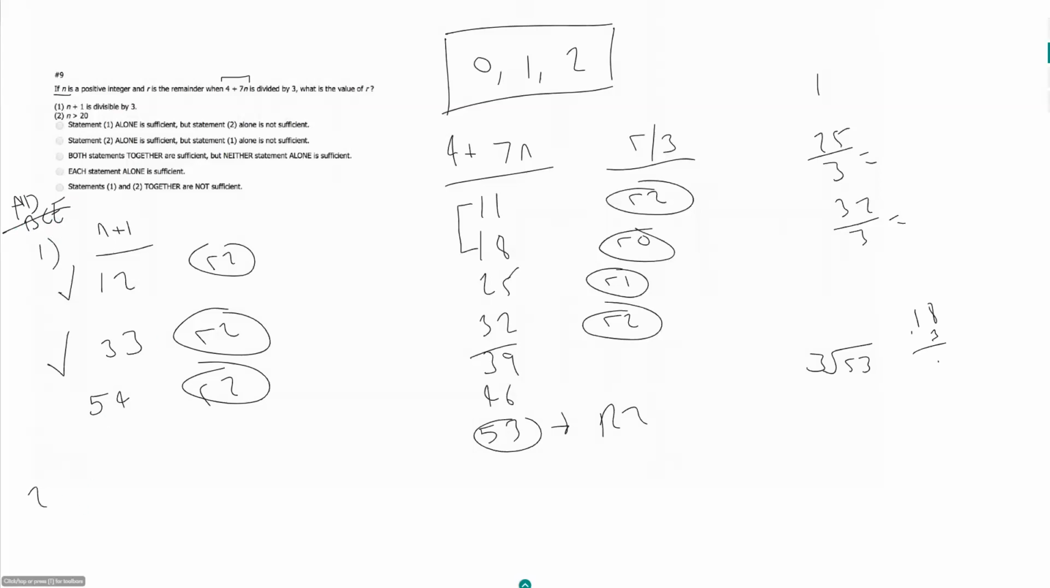Statement 2 says n is greater than 20. Well, by itself, I got 2 values right here with different remainders, so that's insufficient. So we're just left with A.